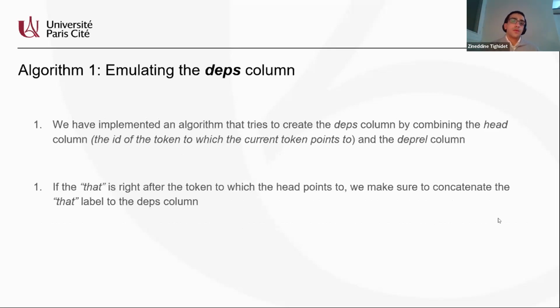The first algorithm or heuristic creates the deps column by combining the information of the head column, which represents the identification of the token to which the current token points, and the deprel column, which is the dependency relation. Adding to this, we also verify whether that is after the token to which the head points, and we make sure to concatenate that to the deps column.